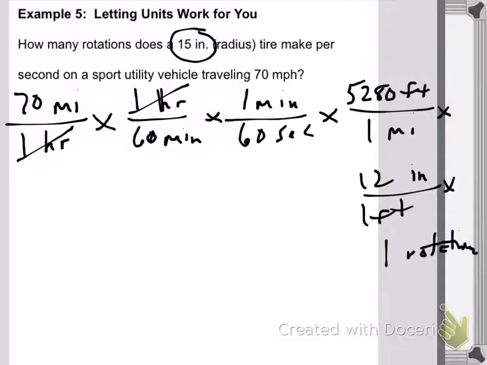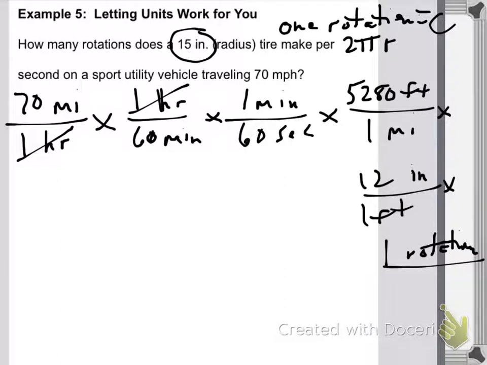Well, now here's the thing, guys. One rotation is really the circumference. Circumference is 2 pi r. Well, the radius is 15. So that's 30 pi. So 30 pi goes down here, inches. So I got a bunch of fractions.